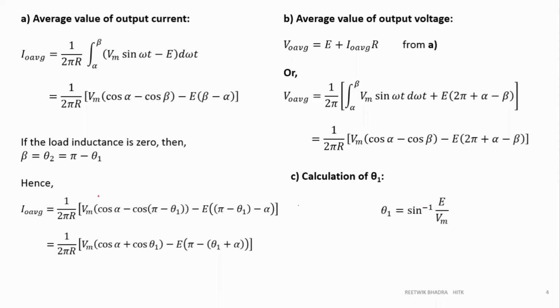Next important part is, while doing this calculation, either your alpha will be stated in your question, that means finding angle of 45 degree, 30 degree, or what you need to do is calculate your theta 1. This is because E, Vm, all will be given, R will be given. So how to calculate your theta 1? Again from the graph.